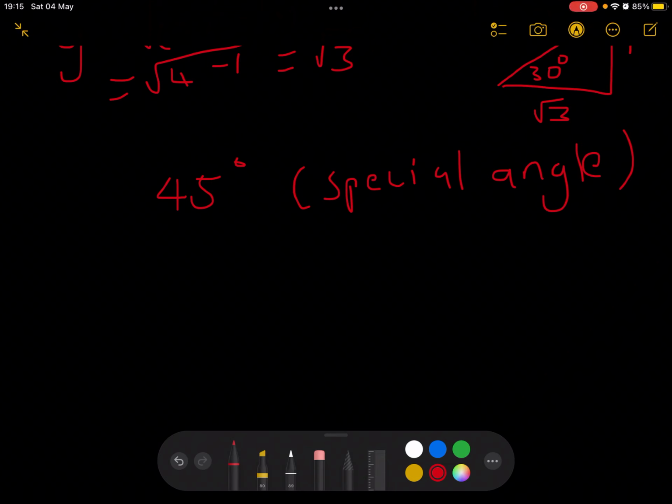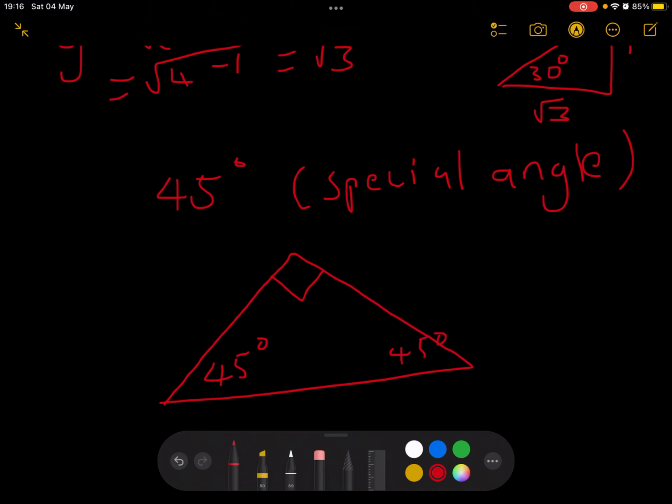Okay, now again, for 45 degrees as a special angle, we take the isosceles triangle, which will look something like this. We make 90 in here, and we put 45, 45. The two equal sides will have 1 and 1, and then the only unknown side is the hypotenuse.